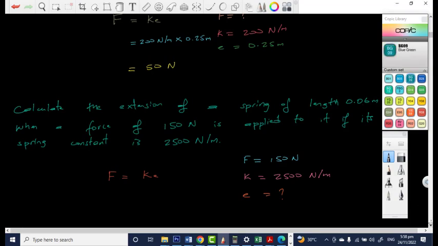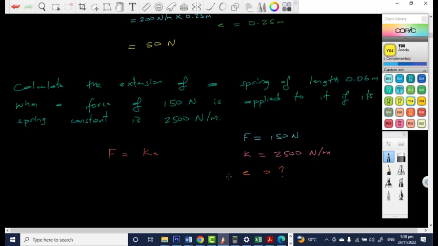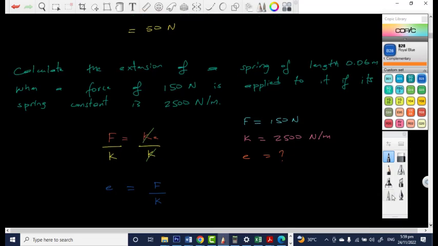First thing, in order to find E, we have to make E the subject. So we have to transpose our formula, so we have E being the subject, and how would we do that? Divide both sides by K. So we divide this one by K, divide this one by K. So K cancels with K. So we're left with E, which is the extension, equal to the force divided by the spring constant, K. So let's now evaluate this. This now becomes 150 newtons divided by 2500 Newton per meter.